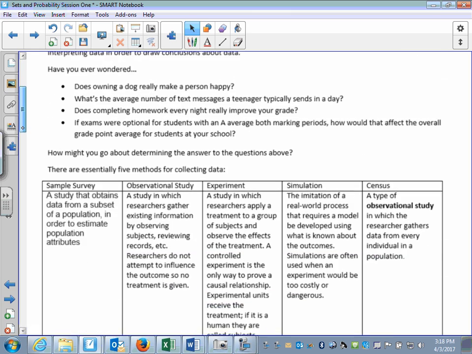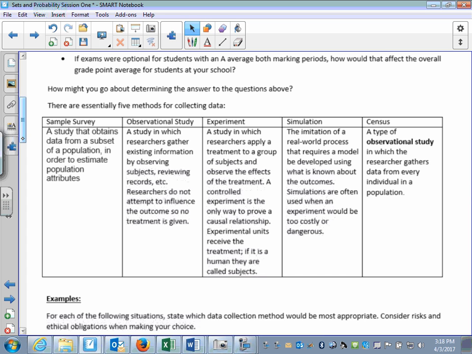Now, when we are trying to find things out, there are 5 different methods that we could use to collect data. We could take a sample survey, and that's this. Let me just get a pointer here. That's this first one here, a sample survey. And the idea of a sample survey is that we select from the population a subset, and we find out what their attributes are, and we attribute those then to the population.